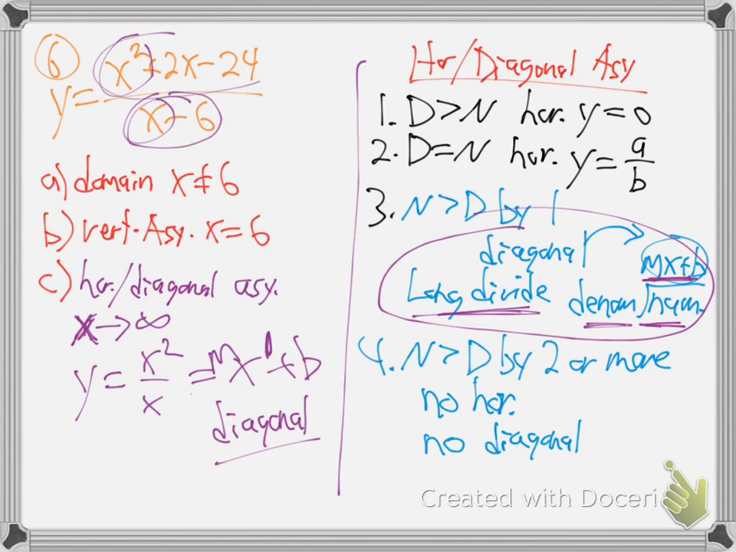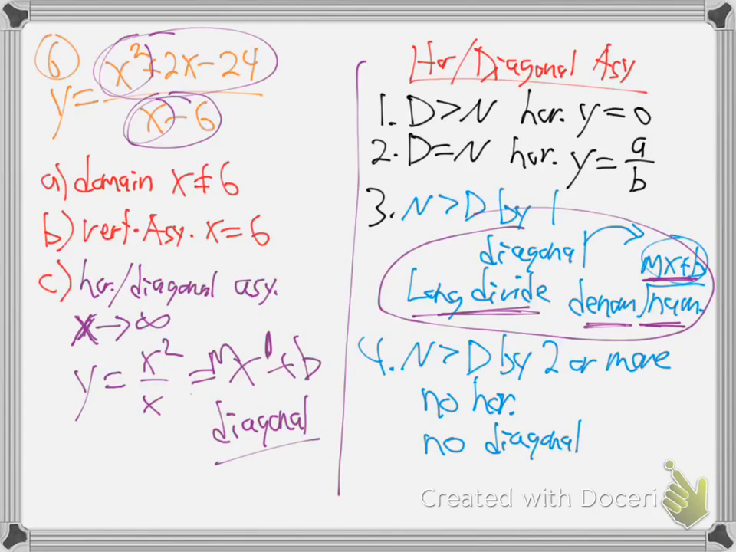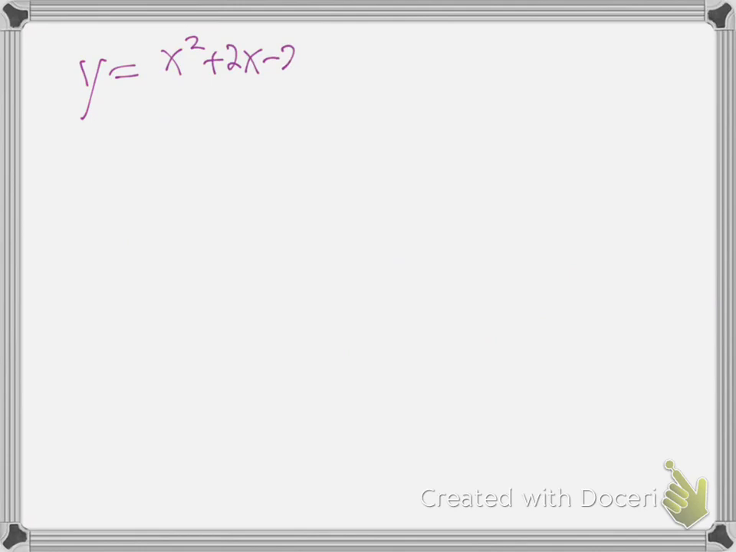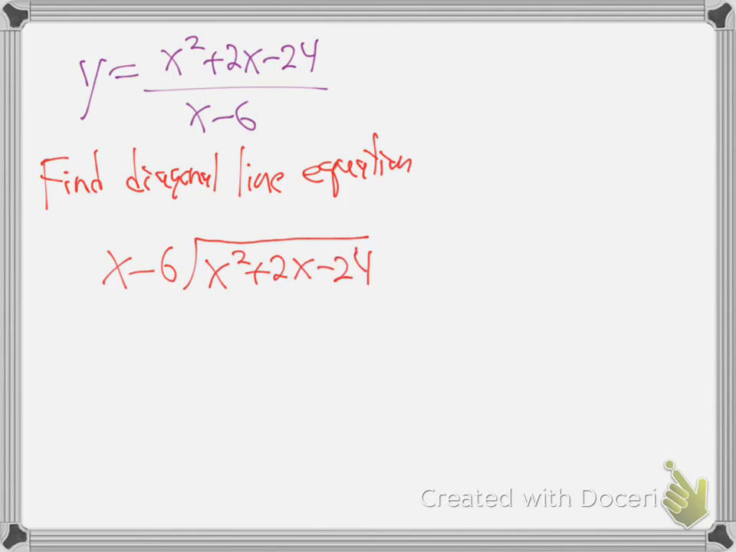So this has to go into that. So let me go back. So y equals x squared plus 2x minus 24 over x minus 6, right? Yeah. So now to find the diagonal line equation, I'm going to long divide x minus 6 into x squared plus 2x minus 24. Got to long divide.